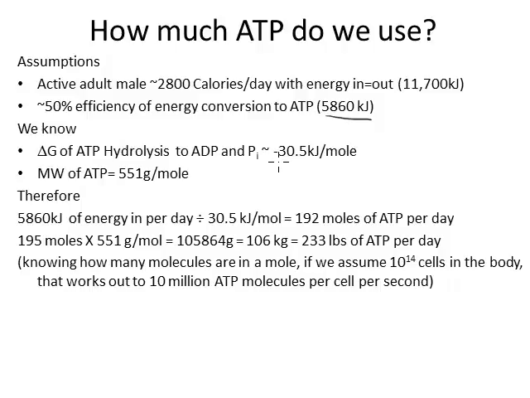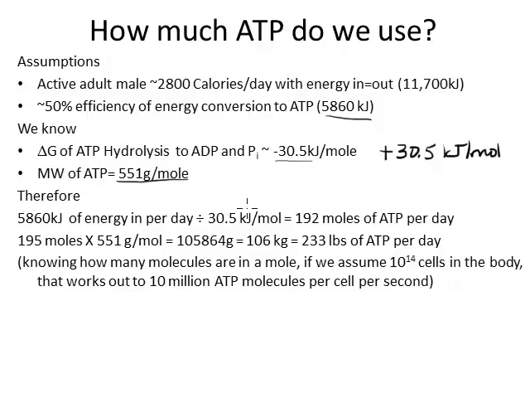The rest is waste. On top of those assumptions, we know that hydrolysis of ATP to ADP and phosphate is exergonic, with a change in free energy of negative 30.5 kilojoules per mole. Therefore, the synthesis of ATP from ADP and phosphate must be endergonic and require 30.5 kilojoules per mole of ATP synthesized. We also know from its molecular formula that ATP has a molecular weight of 551 grams per mole, so we can do the math.